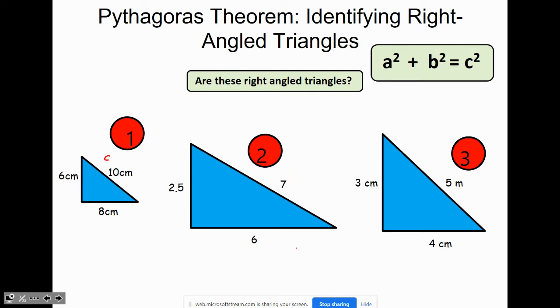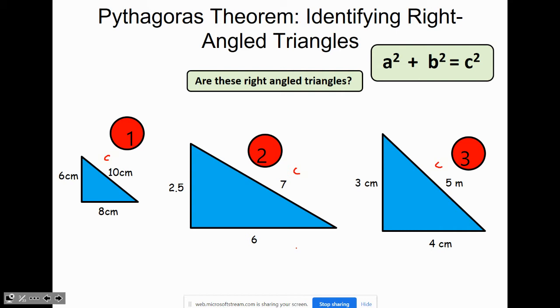So for question 1, this would be C. Question 2, this would be C. Question 3, this would be C. Now, it doesn't have to always be the top right length. You could have the triangle in any orientation. So, for example, if it looked like this, then our hypotenuse would be down here because that is the longest side length. So it's important to be aware that our longest side length could be anywhere on our triangle.